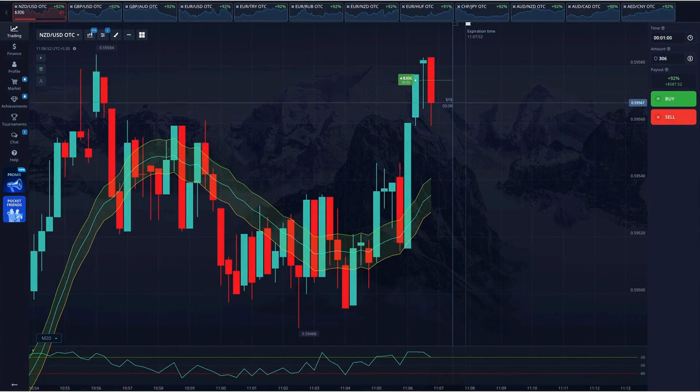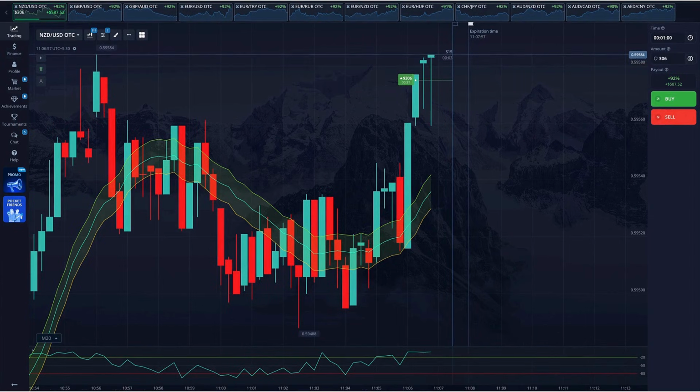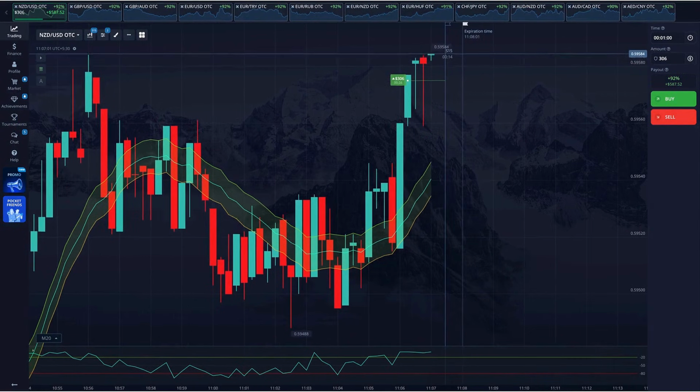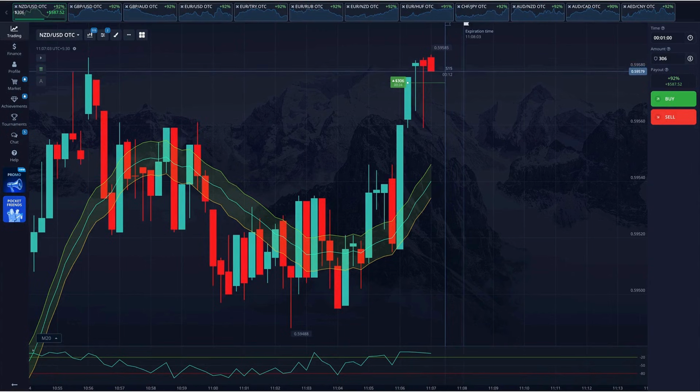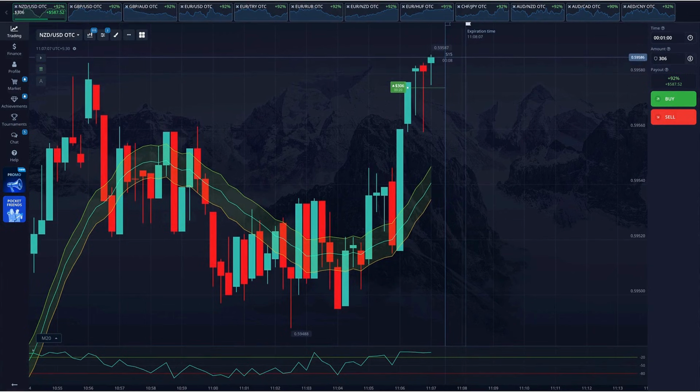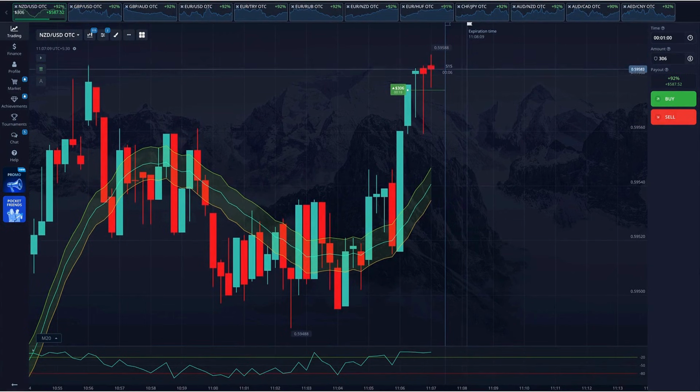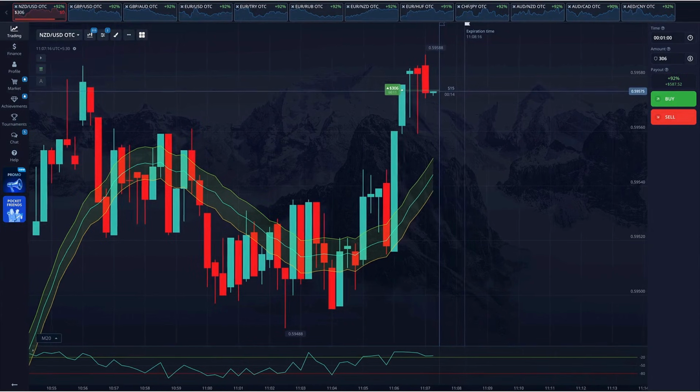Why 0.1% deviation? Most traders use wide bands to find reversals, but at 0.1%, we are looking for a breakout. When the price closes fully outside these tight bands, it's like a spring being released. By combining this with the Williams %R, we ensure we only enter when the buyers or sellers have 100% control of the market.